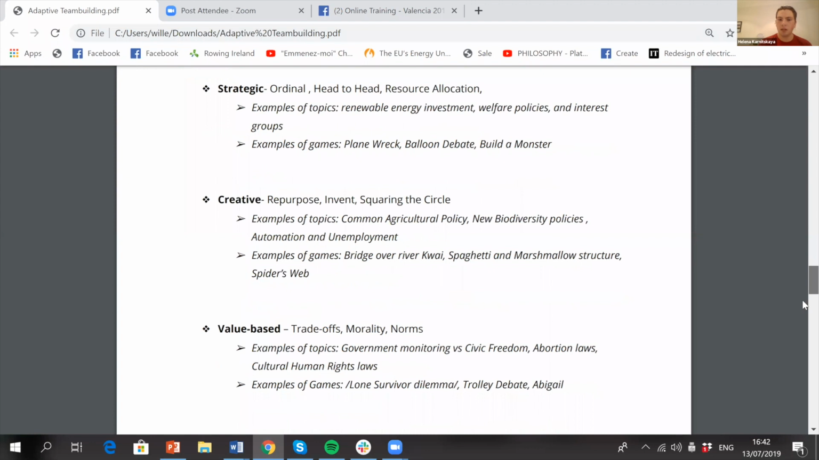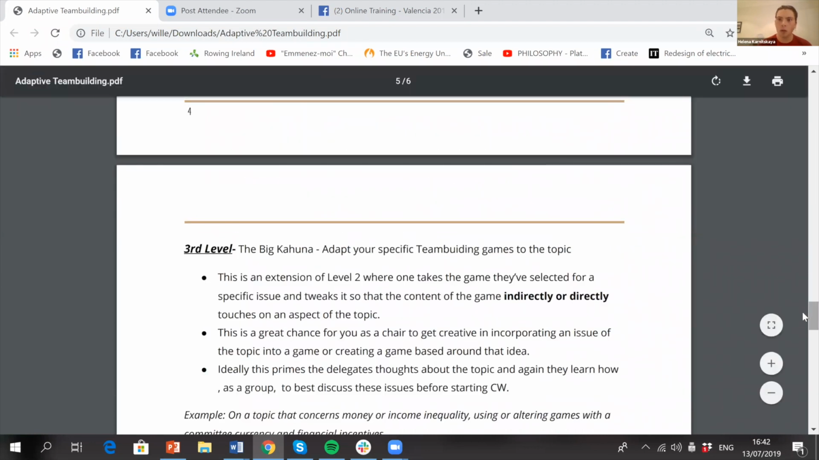And then finally, when we look at the third level, which I think is probably the most advanced level of adapting your team building to your topic, it is literally adapting and altering specific team building games which actually revolve around the content of the topic. I'd like to think of this as a very easy extension of level 2. When you've identified the themes that you feel are going to exist in the topic, and picked the games that best replicate those themes, you tweak them so that the content of those games either indirectly or directly touches on that aspect of the topic.